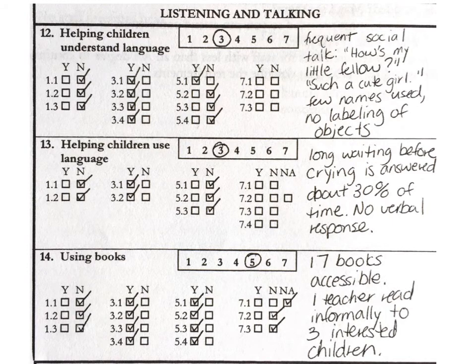Here's an example. You are going to mark yes or no to each of the items. 1.1 no, 1.2 no, 1.3 no. Then 3.1 yes, 3.2 yes, 3.3 yes, 3.4 yes. And 5.1 yes, 5.2 no, and the next item is no. So the best number that describes this rating item is 3. Okay.